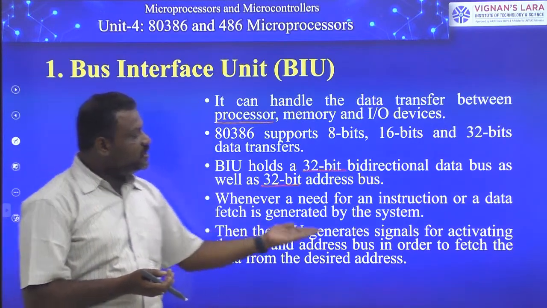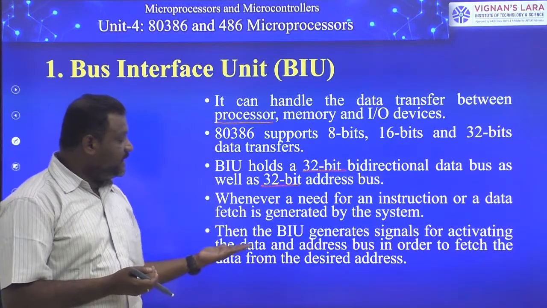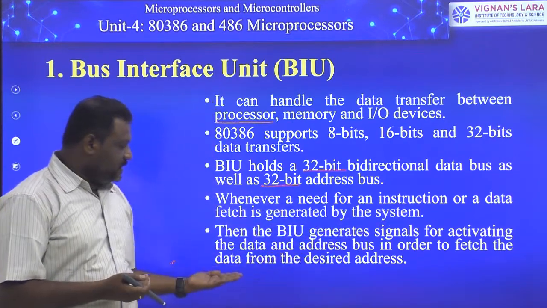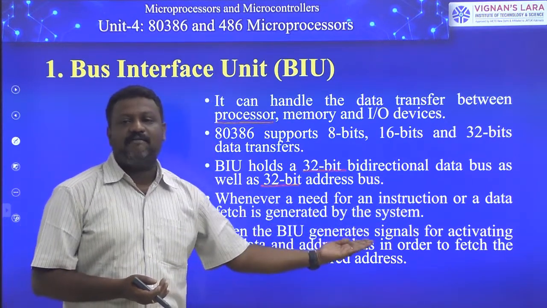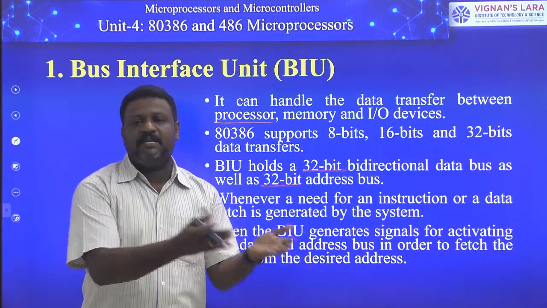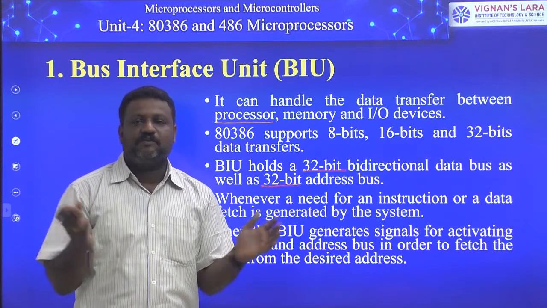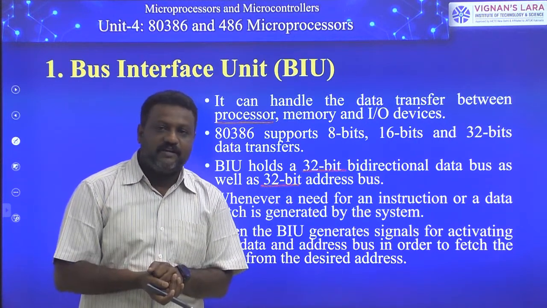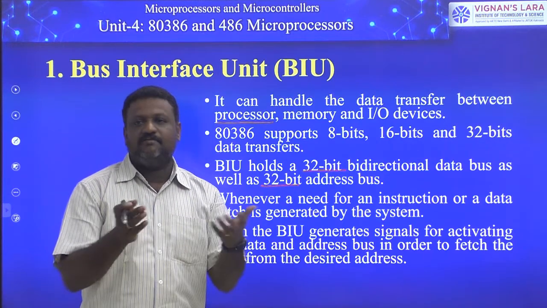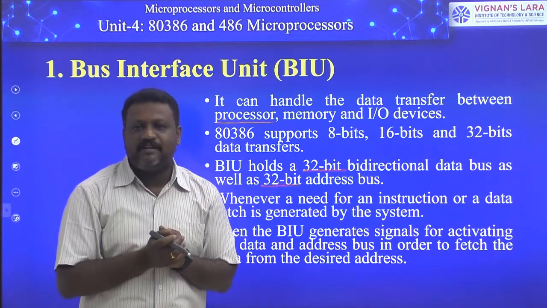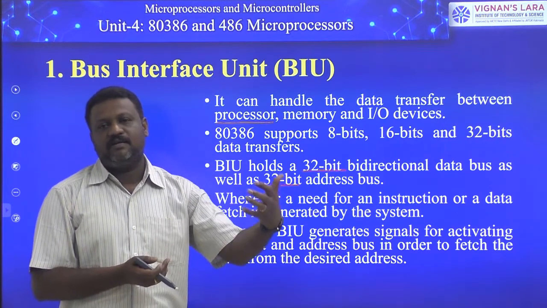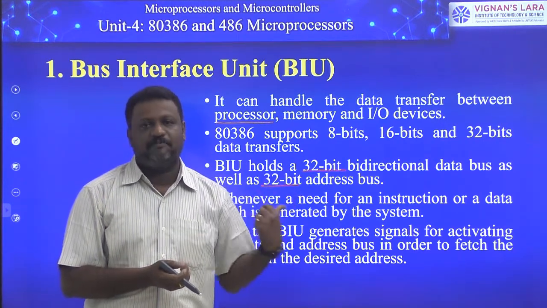Next, the BIU generates signals for activating the data and address bus in order to fetch the data from the desired address. So I already told you, if I want to read something from a memory or from an I/O device, first of all my processor has to generate an address. After that it will generate the required control signals. Here my operation is read, so it will generate a read signal.